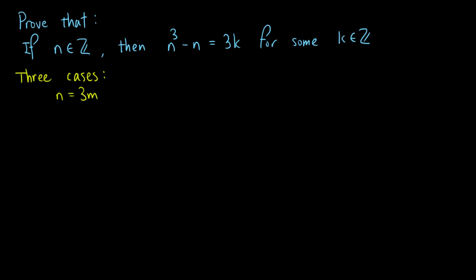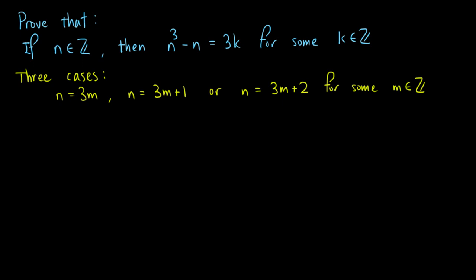or there is a remainder of 1. In other words, n can be written as 3m plus 1 for some integer m. The last case, of course, is the remainder is 2, so n is of the form 3m plus 2. Now, let's try to prove the result in each case.